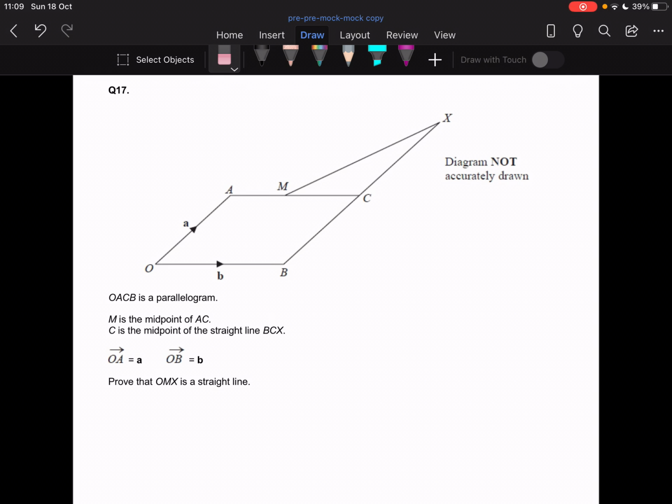First, it says, prove that OMX is a straight line. So OMX, so this bit here, all the way to the end, OMX is a straight line.